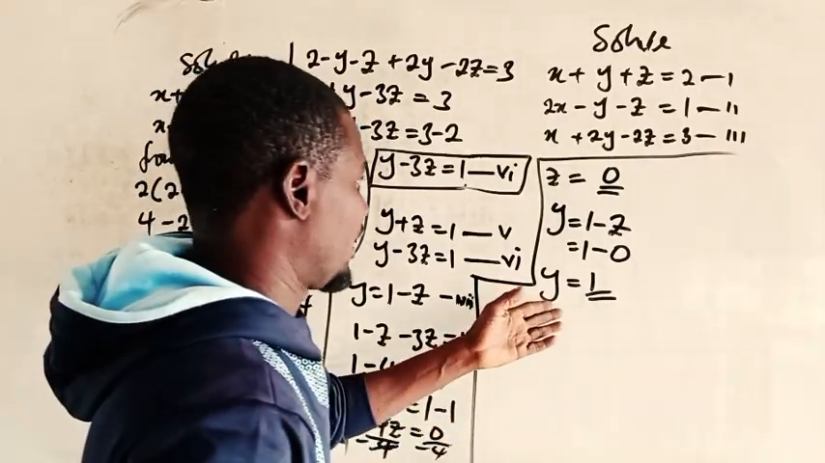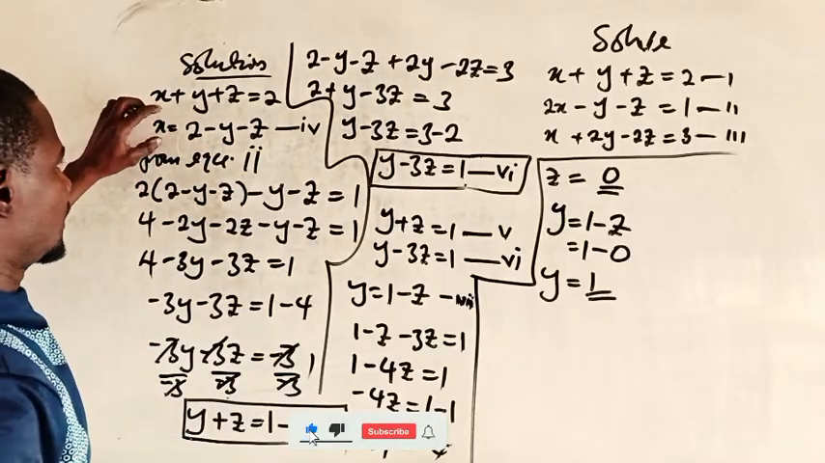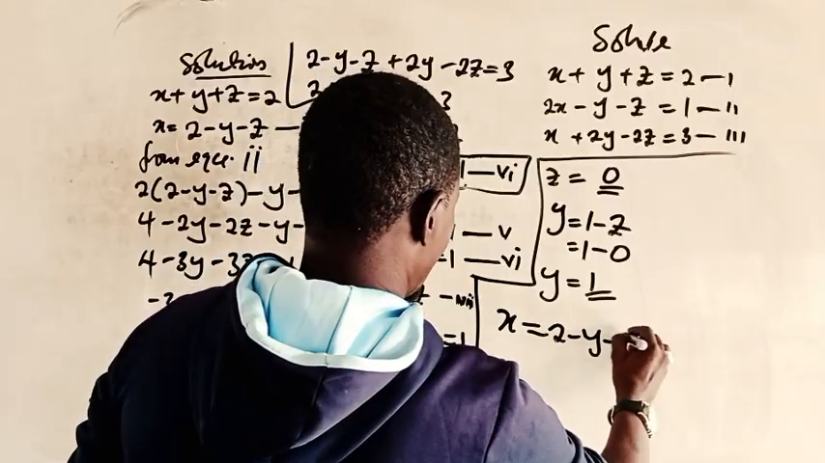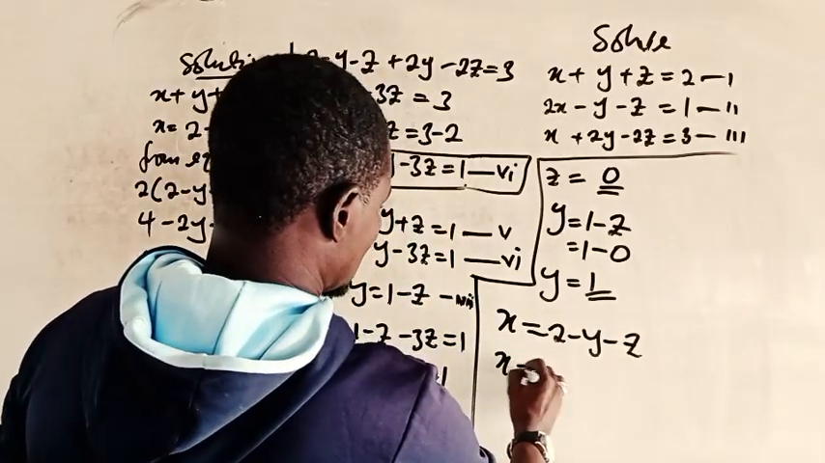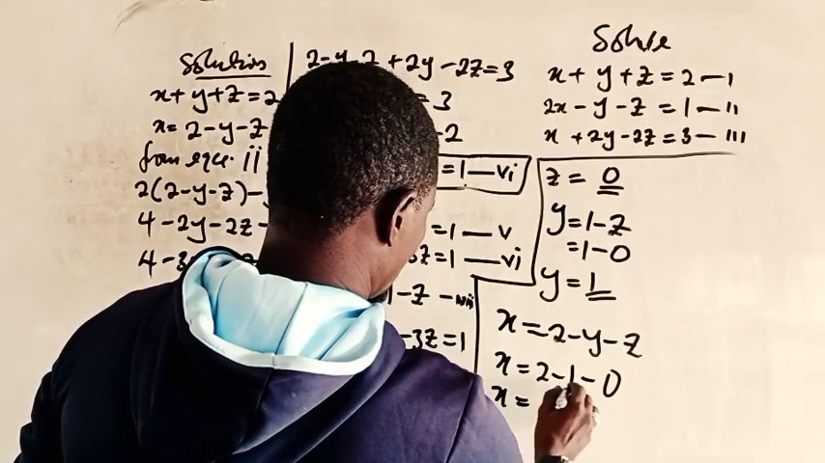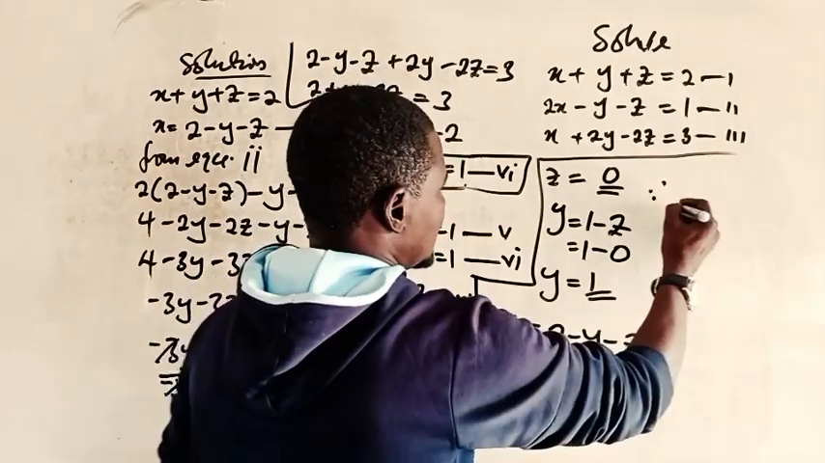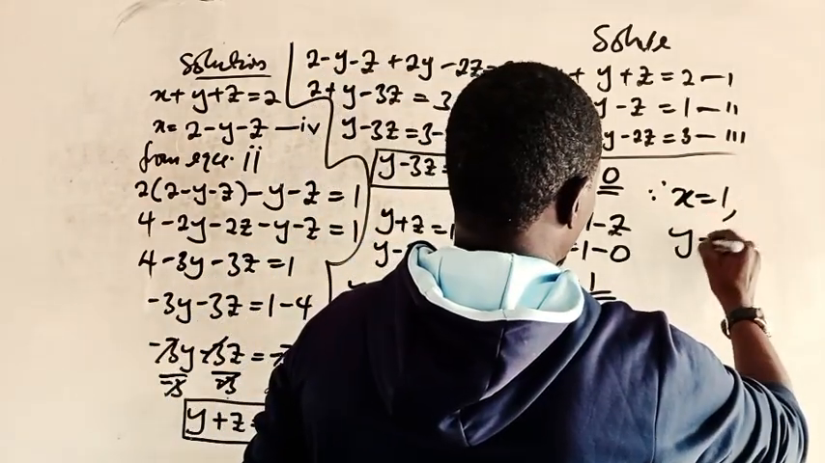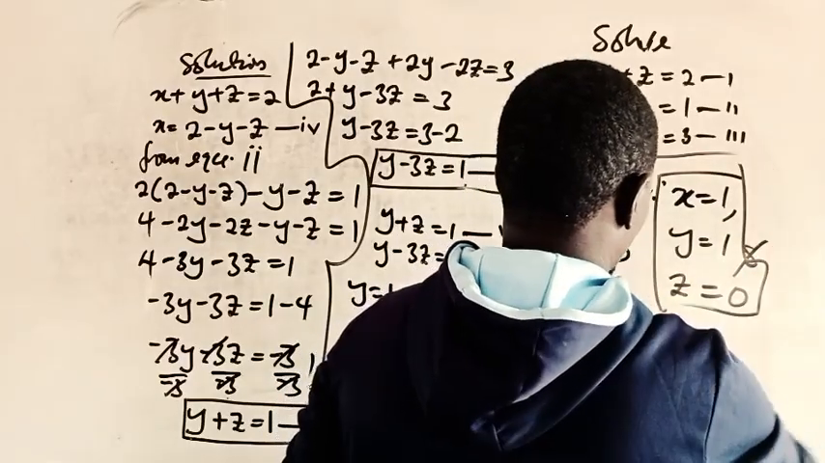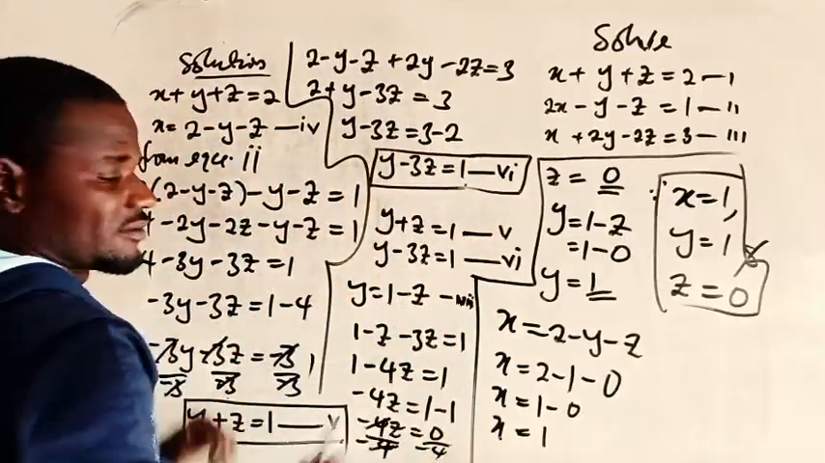Now, if you want to find the value of x when z is 0 and y is 1, we use our equation number 4. Equation 4 said x equals 2 minus y minus z. So we have x equals 2 minus y, which is 1, minus z, which is 0. So x equals 2 minus 1, which is 1, minus 0, then x equals 1. Automatically, x equals 1, y equals 1, and z equals 0. These are the values of x, y, and z using this method.